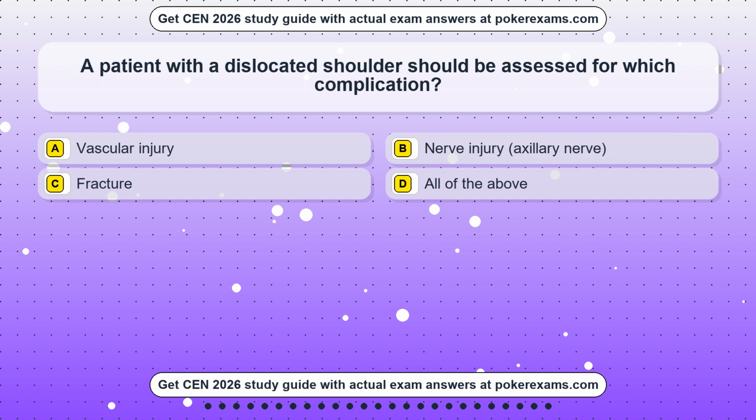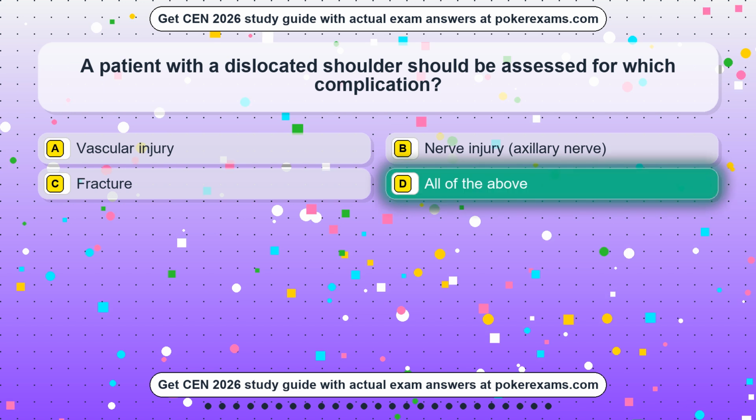Question 13. A patient with a dislocated shoulder should be assessed for which complication? Option A, vascular injury. Option B, nerve injury, axillary nerve. Option C, fracture. Option D, all of the above. The correct answer is option D.